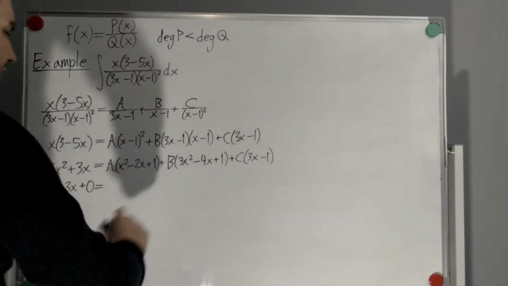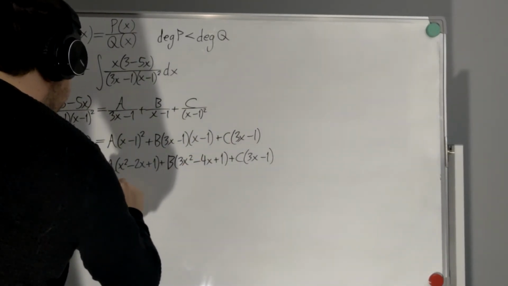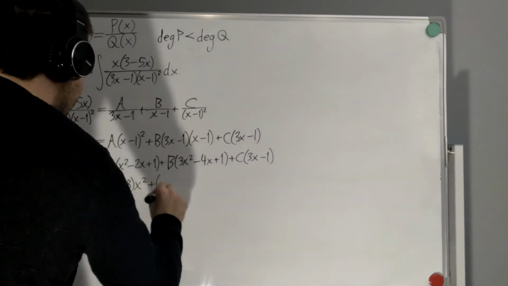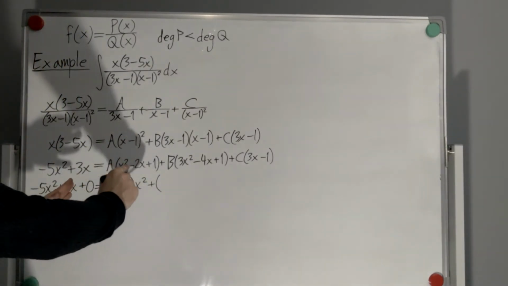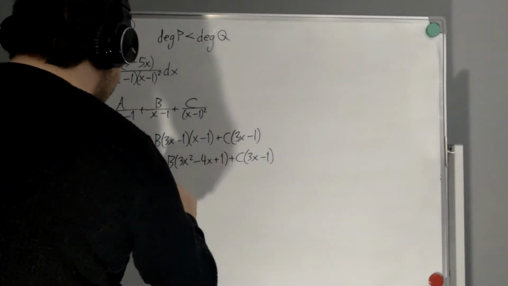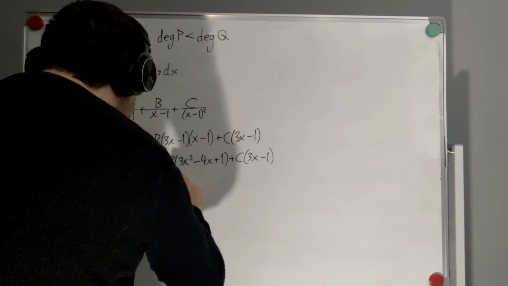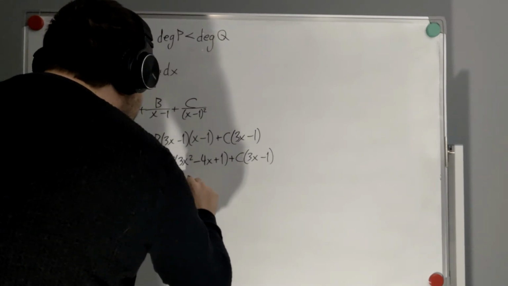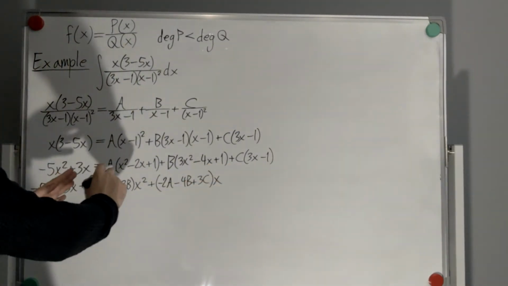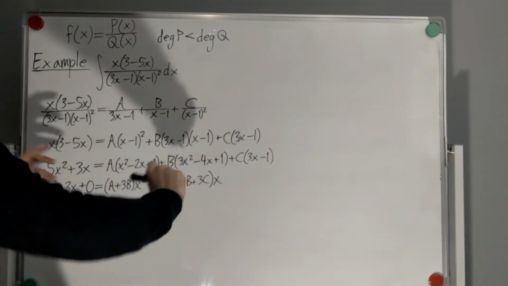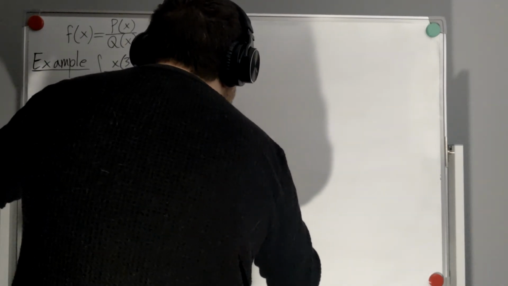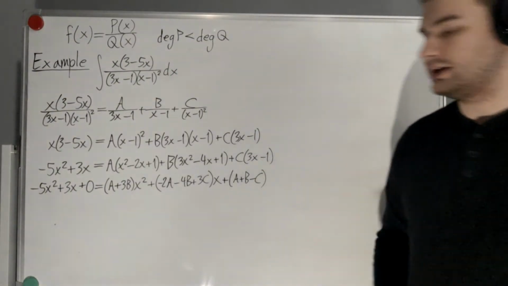Let's see here, we've got a plus 3b times x squared plus, let's see here, we have negative 2a minus 4b plus 3c times x, and then a plus b minus c. Alright.